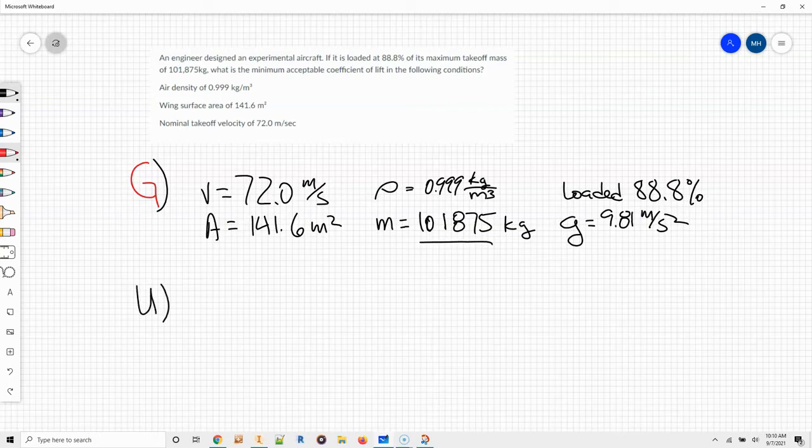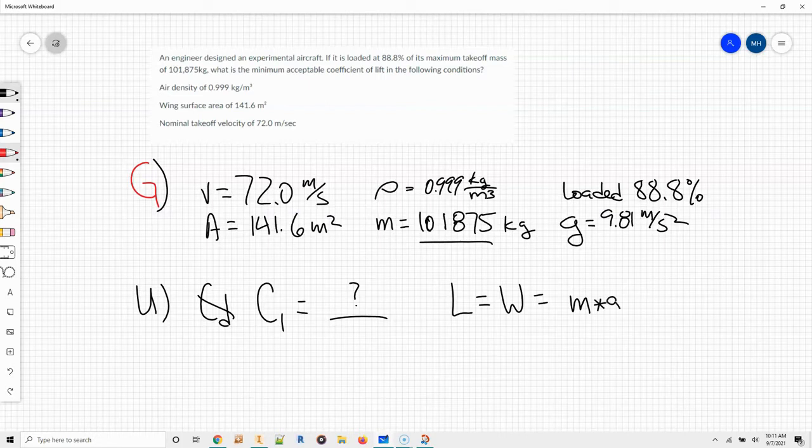Unknowns: the coefficient of lift, CL. No unit. We also need to know the lift, which is equal to the weight, which is equal to mass times gravity. And we know that that is going to be multiplied times 0.888, which is from here.